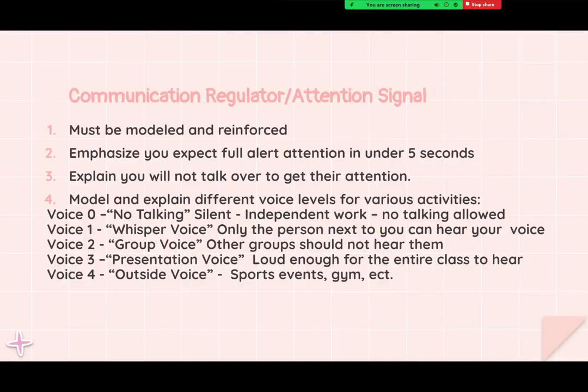Communication regulators and attention signals are extremely important before we start to engage our students in group discussions or partner chat. These regulators must be modeled and reinforced. You must emphasize that you expect full alert attention in under 5 seconds and that you will never, ever, under any circumstance, talk over students to get their attention. Model and explain different voice levels for various activities.